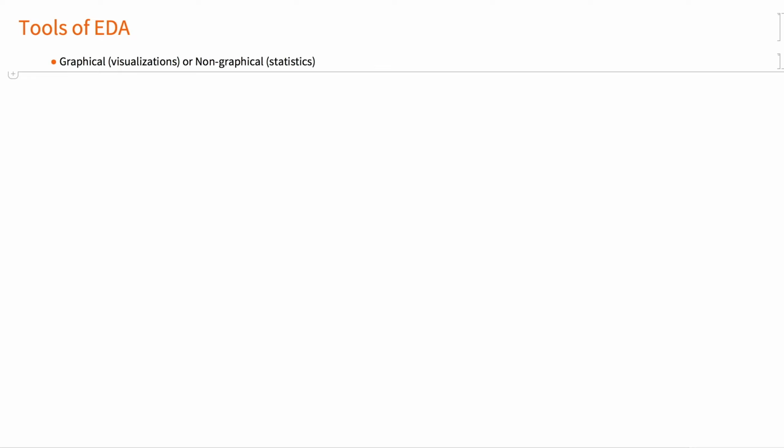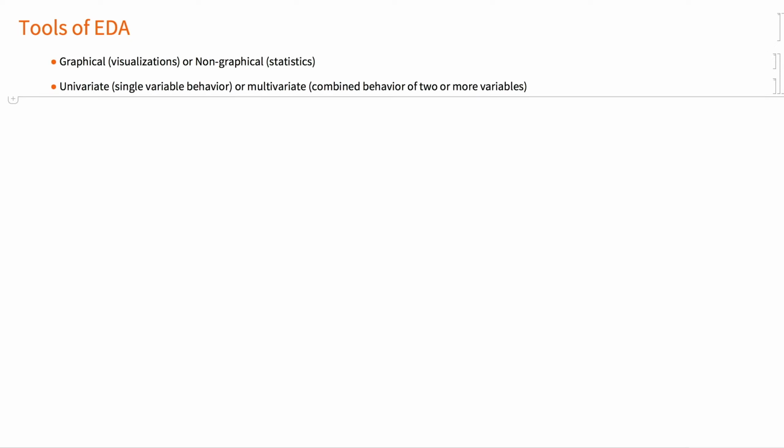Tools used for exploratory data analysis, or EDA, can be categorized as graphical, providing pictures, or non-graphical, providing stats and numbers. Univariate, exploring one feature or variable at a time, or multivariate, exploring combined behavior of more than one variable, usually two.